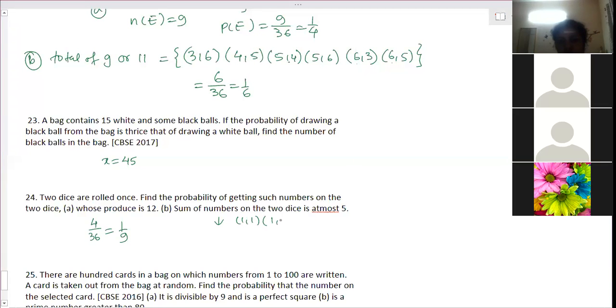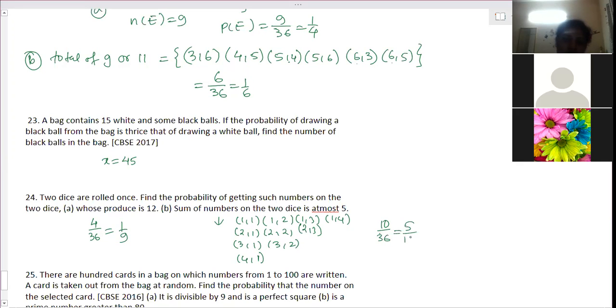That is 1, 1, 1, 2, 1, 3, 1, 4, 2, 1, 2, 2, 2, 3, then 3, 1, 3, 2, 4, 1. That's it. So 5 by 18. 10 by 36, no? Yes, ma'am. 2 5s are 10, 10 by 36 is 5 by 18.